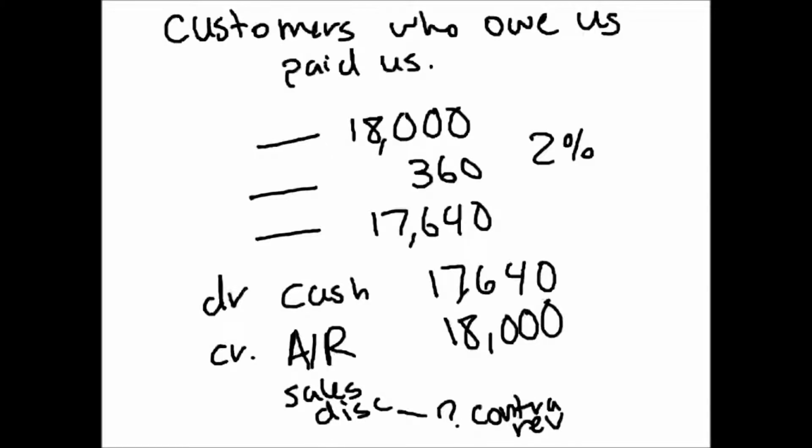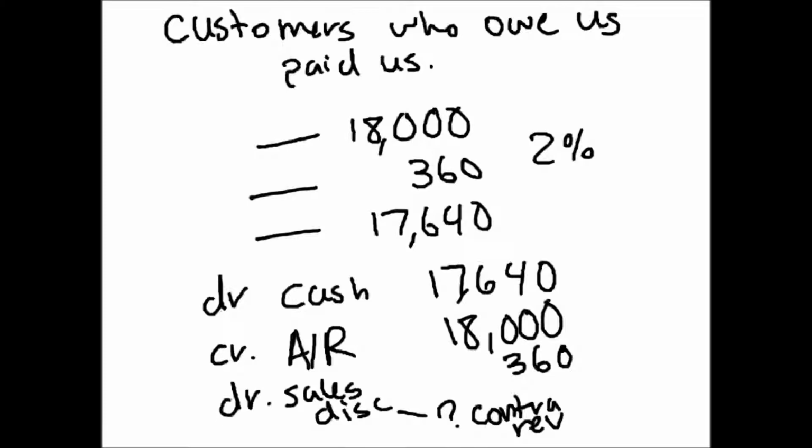That's your new nickname. All right, and the sales discount is for the discount, 360. We have a discount of 360. That's what the sales discount is for. Now take a look. All we need to do is get this thing to balance. So are we going to debit or credit sales discount to get this to balance? Good. We're going to debit sales discount to get this to balance.